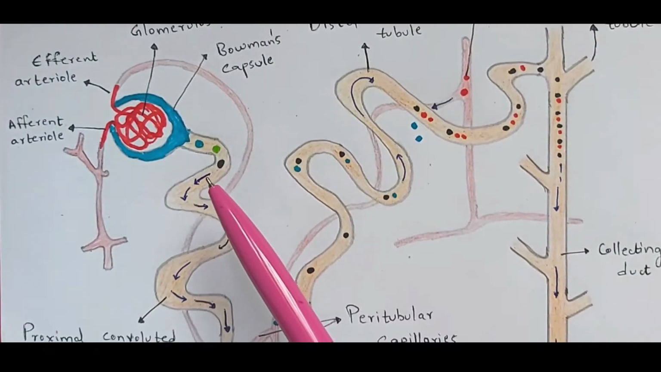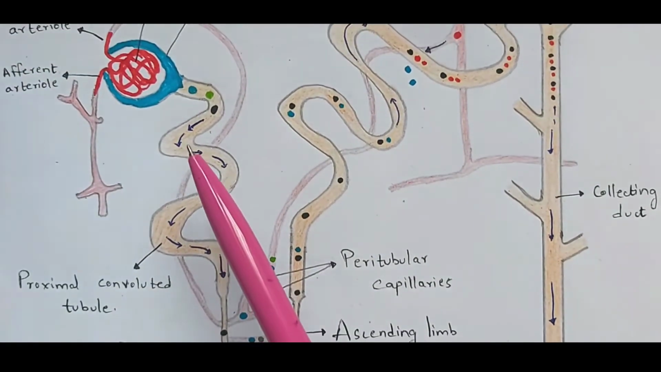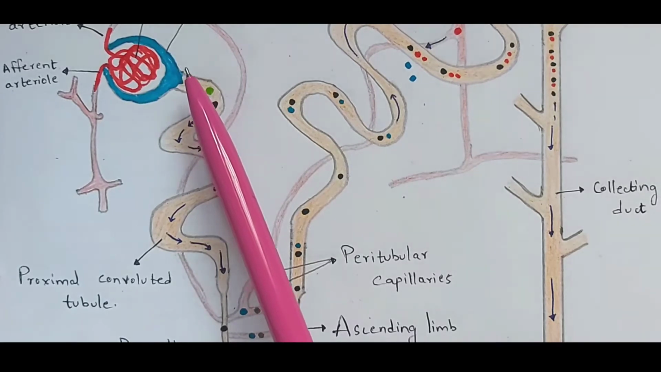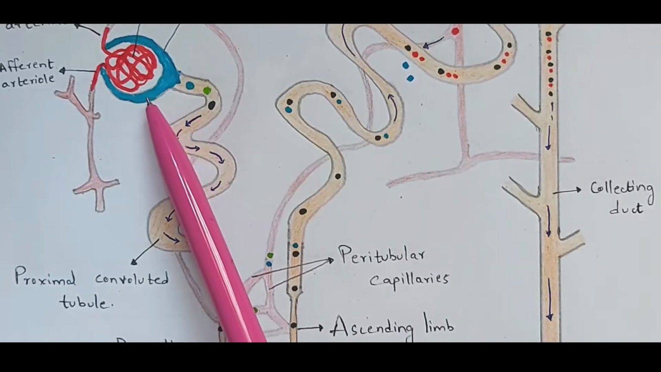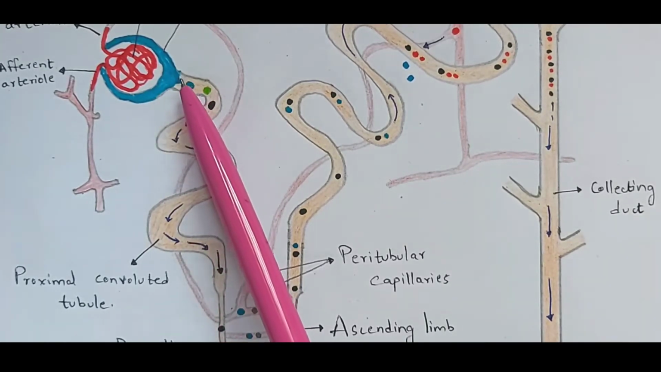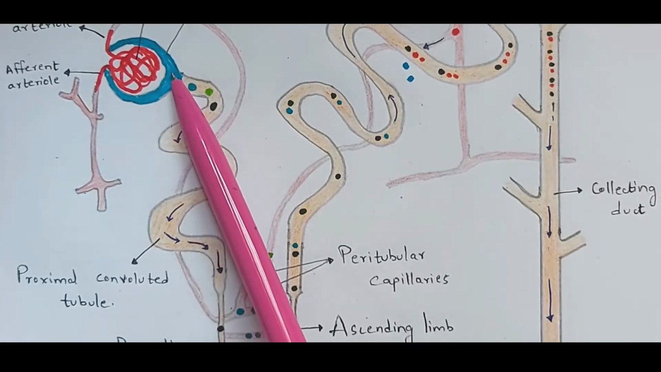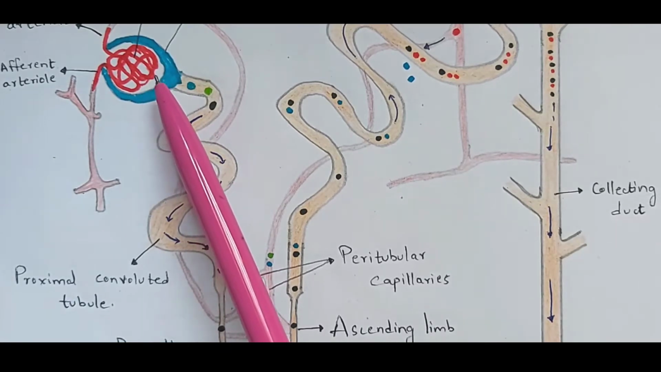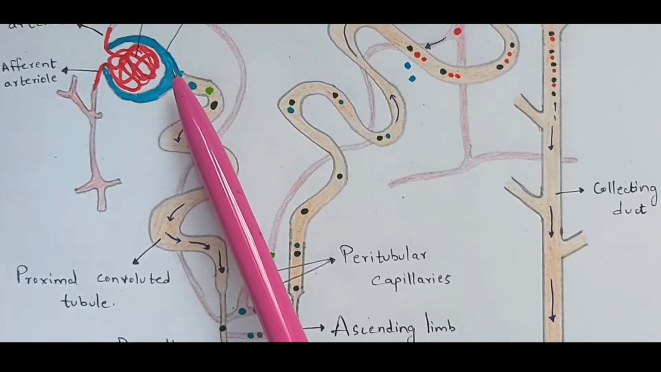Now coming to the next part, which is called the proximal convoluted tubule. This proximal convoluted tubule arises from the bottom of the Bowman's capsule. In this Bowman's capsule itself, there are small cells which you can observe with the help of a microscope. These small cells are called podocyte cells. Basically these podocytes are present on the surface of this Bowman's capsule at the bottom region. You can understand the structure of these podocyte cells in the Bowman's capsule if you observe with the help of a microscope.